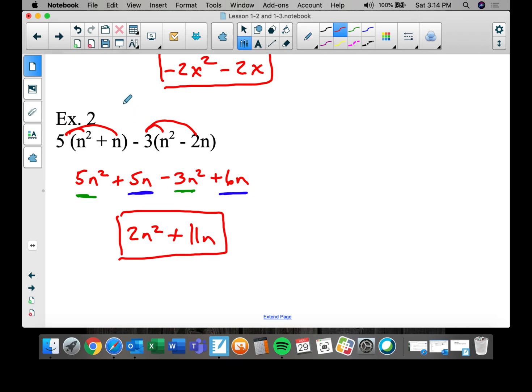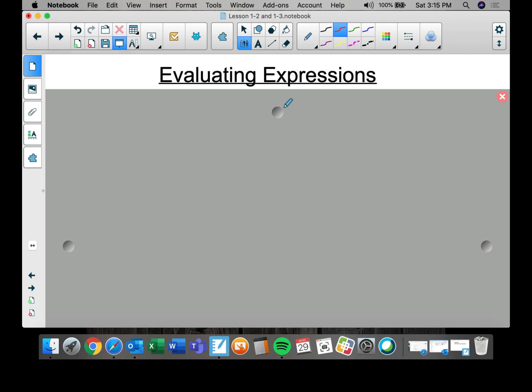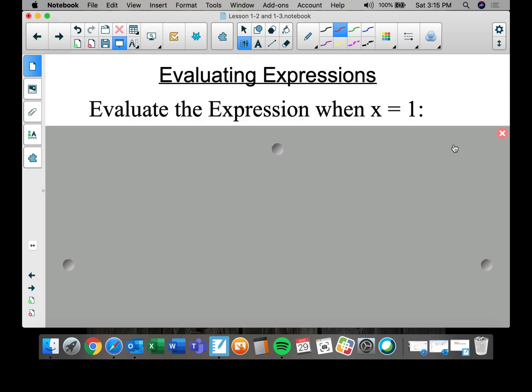Okay? So once we simplify, there's only one step left, and that is to evaluate an expression once we've simplified it as far down as we can. So if we evaluate an expression, that means we're going to get an answer. Okay, we're going to plug something in.